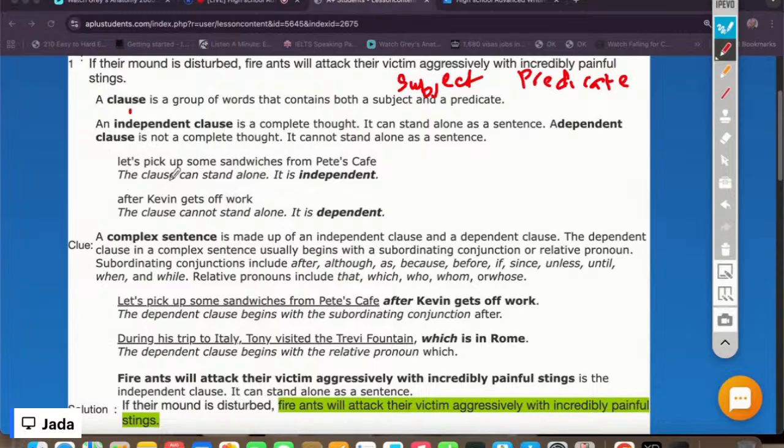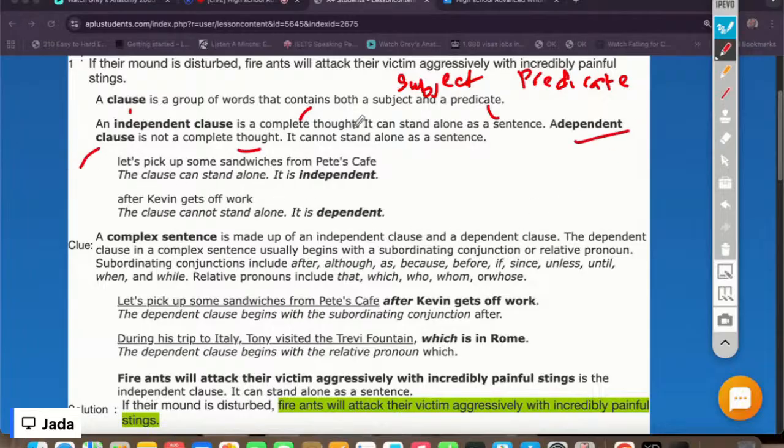Under the clause, we have the independent clause and then the dependent clause. So an independent clause is a complete thought. It can stand alone as a sentence. So whenever you see the independent clauses, they are complete thoughts and they can stand alone in a sentence.